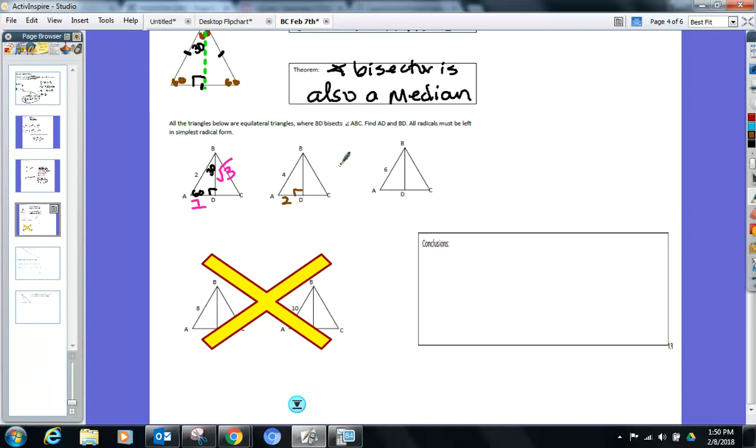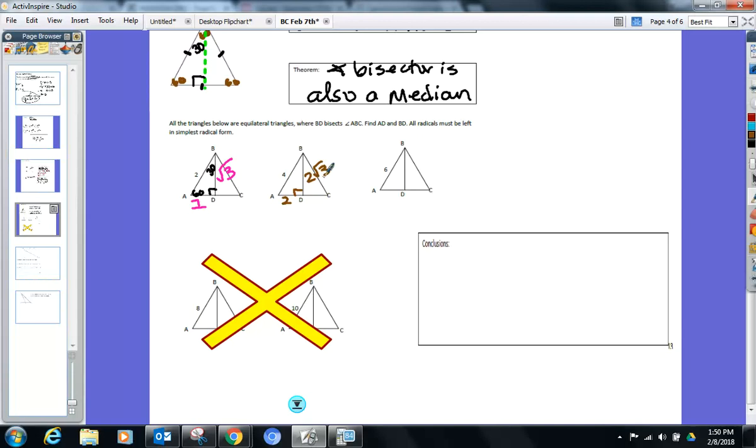Hopefully you're breaking down the square root of 12. And what's that break down into? 2 radical 3. Everyone's still here with me? We all right? Okay, so do we see any, maybe some patterns here?